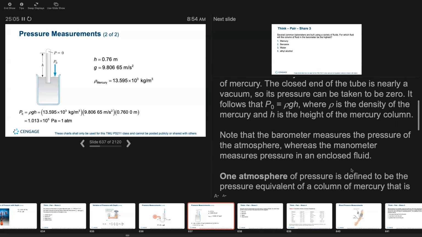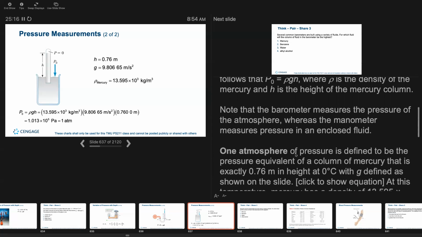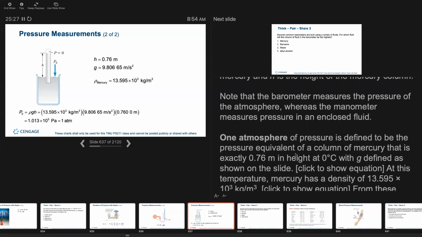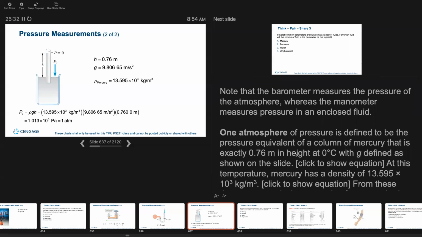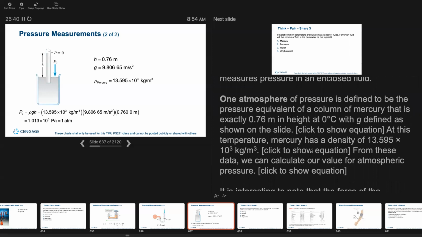Note that the barometer measures the pressure of the atmosphere, whereas the manometer measures the pressure in a closed fluid. 1 atmosphere of pressure is defined to be a pressure equal to a column of mercury that is exactly 0.76 meters in length at 0 degrees Celsius, with g defined as shown on the slide. At this temperature, mercury has a density of 13.595 times 10 to the third kilograms per meter cubed. From this data, we can calculate our value for atmospheric pressure.